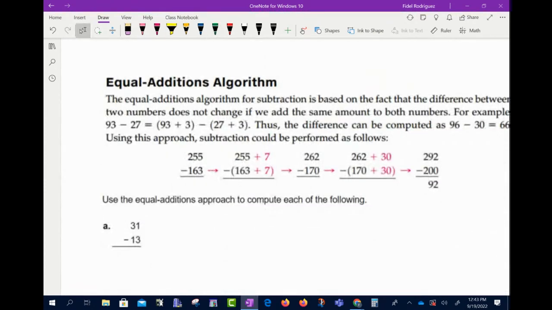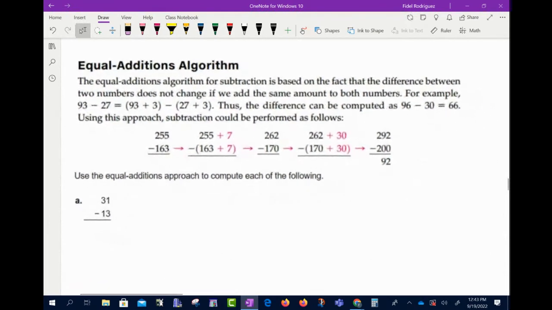We have something called the equal additions algorithm. So, y'all, it says the equal additions algorithm for subtraction is based on the fact that the difference between two numbers does not change if we add the same amount to both numbers. It says, for example, if we have 93 minus 27, we can change that to 93 plus 3 minus 27 plus 3, which can be computed as 96 minus 30, which is equal to 66.